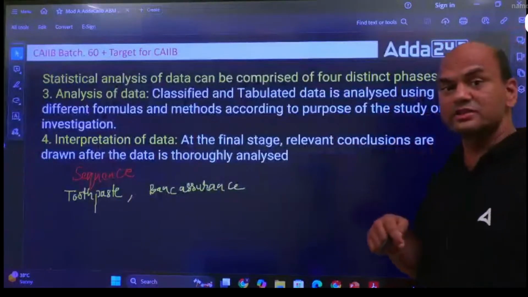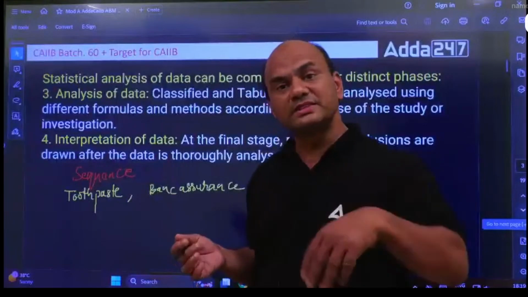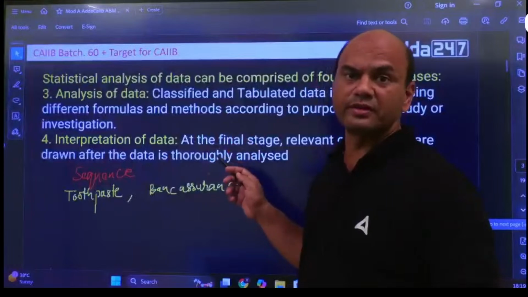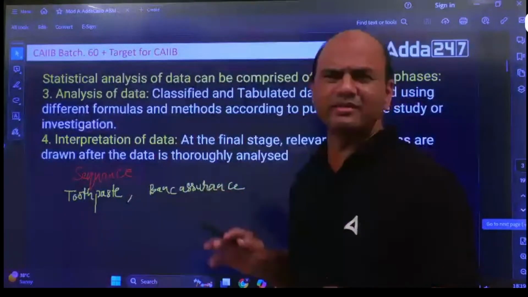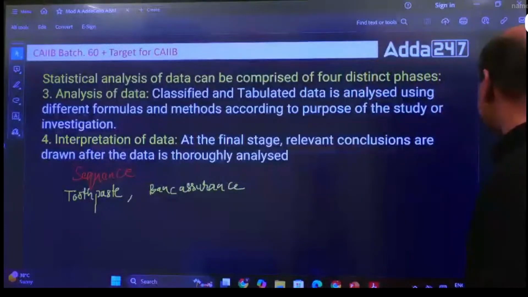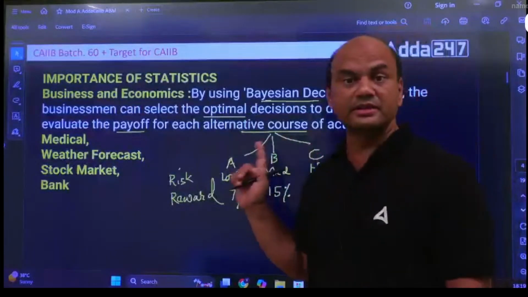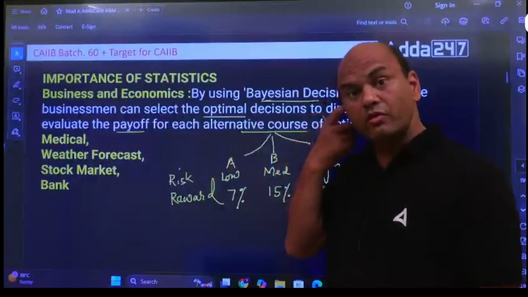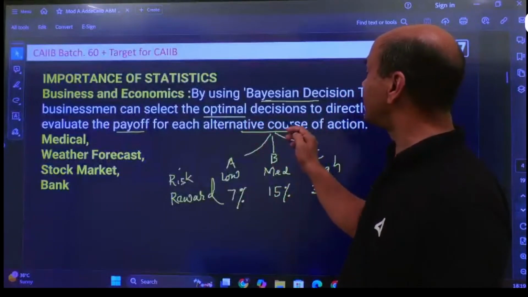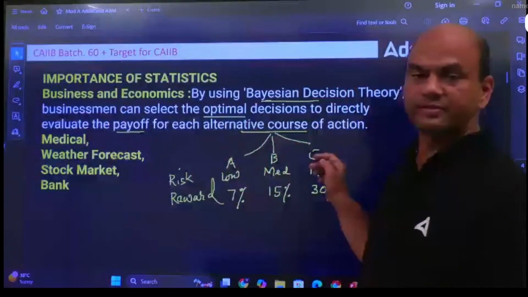They'll ask you something like this, or they can ask you the question like, which of them is or which of them are the phases. So all of them will be given like this. Three of them will be given. All of the above will be given. Something like this. Okay? And also this Bayesian theory. This theory is asked in exam. Bayesian decision theory. Many times they ask you, what is Bayesian decision theory? It means can select optimal decisions to directly evaluate the payoff of each alternative course of action.